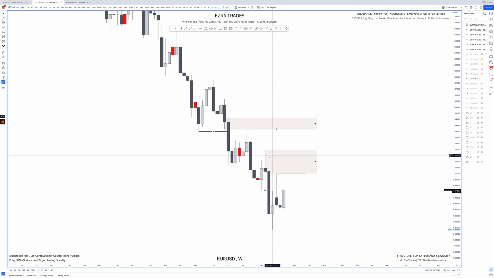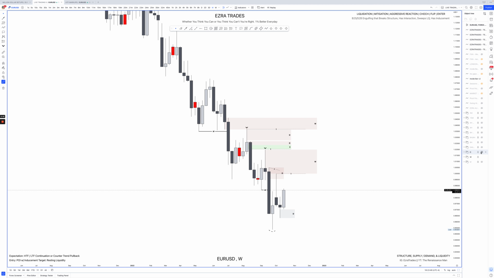But if price does create some sort of reaction here, I understand that I would like to see this taken first. I do not want to see price take shorts from here to the downside because they're low probability at the current moment, right? So that's kind of what I'm looking for on the weekly.